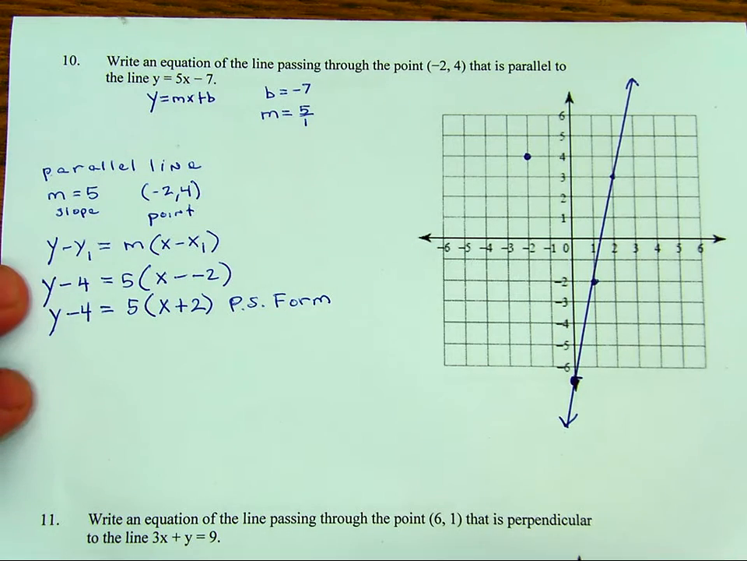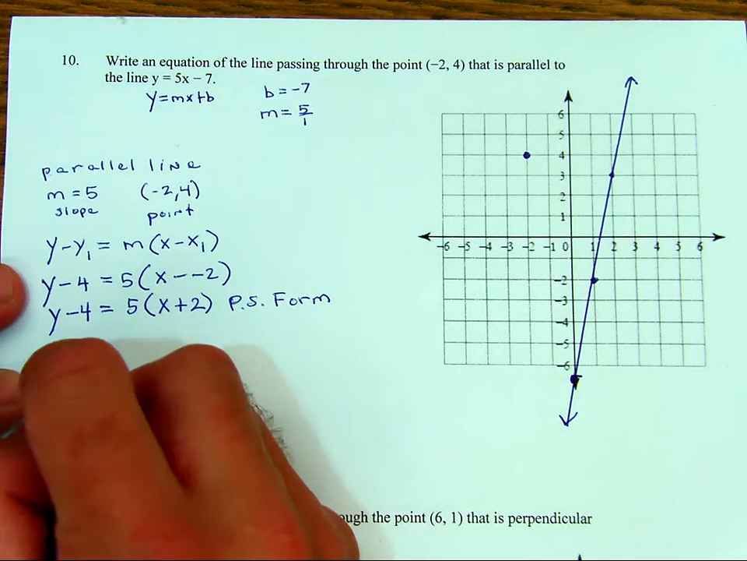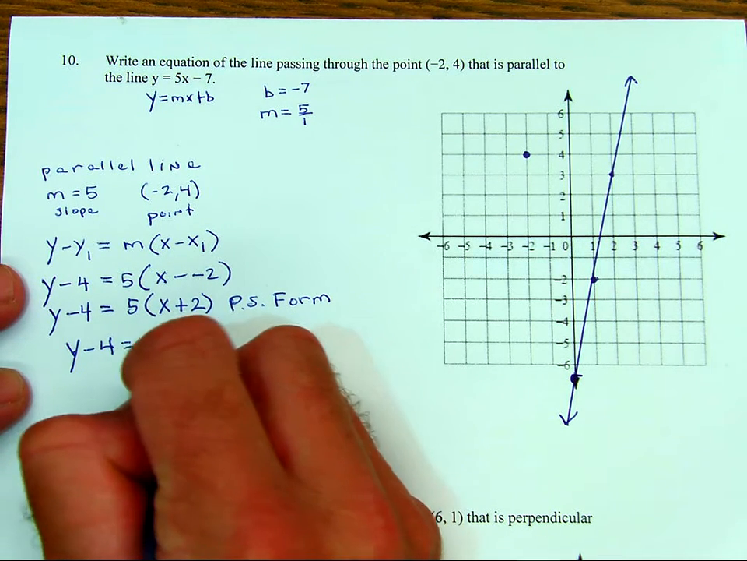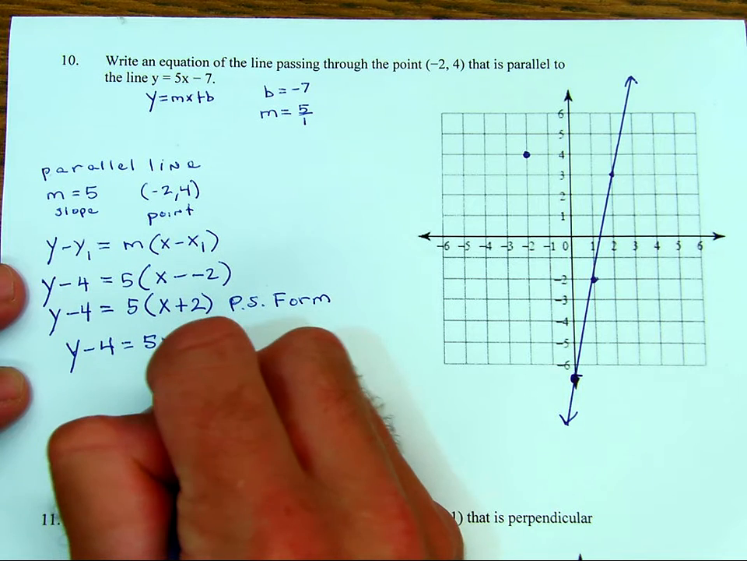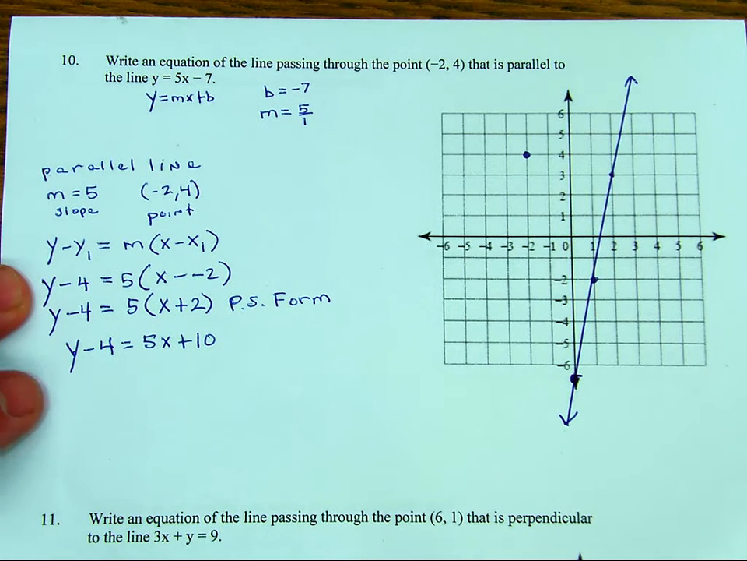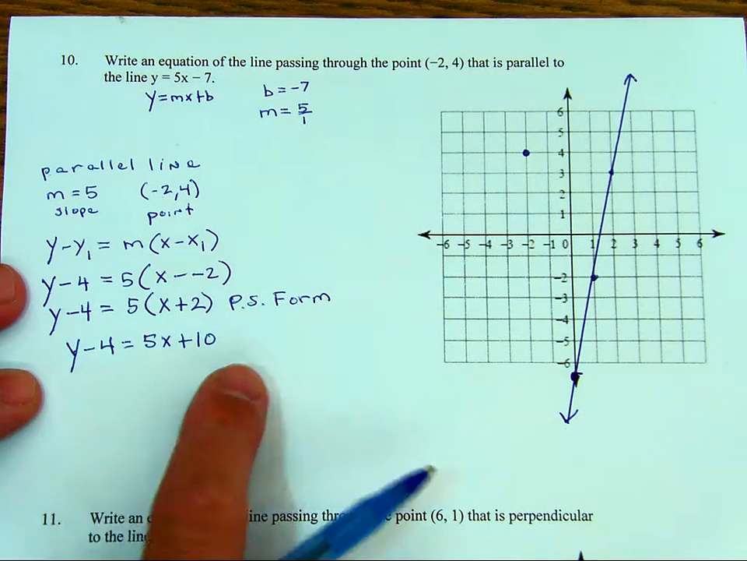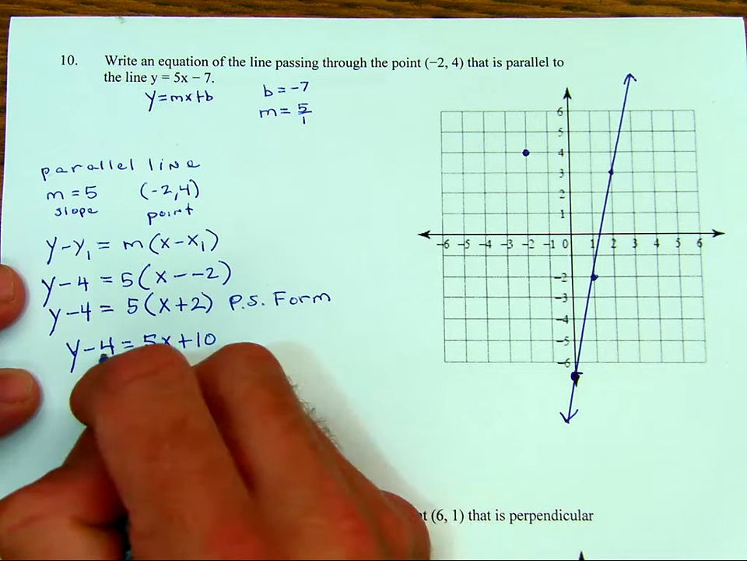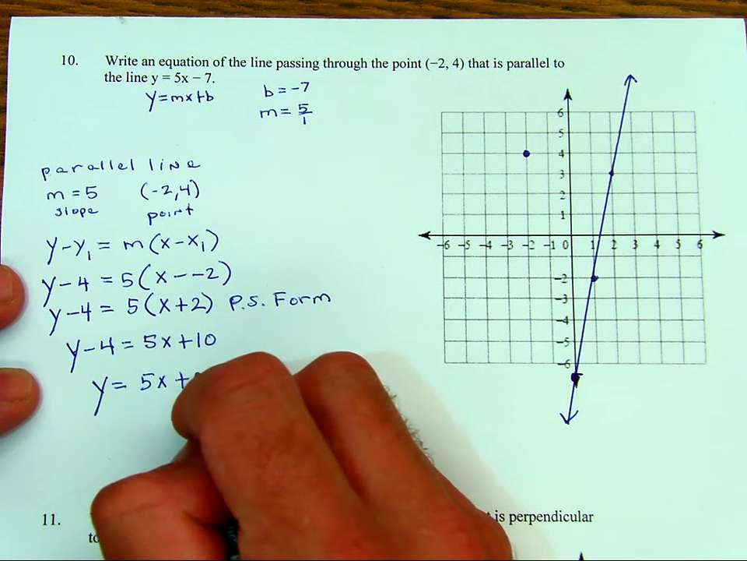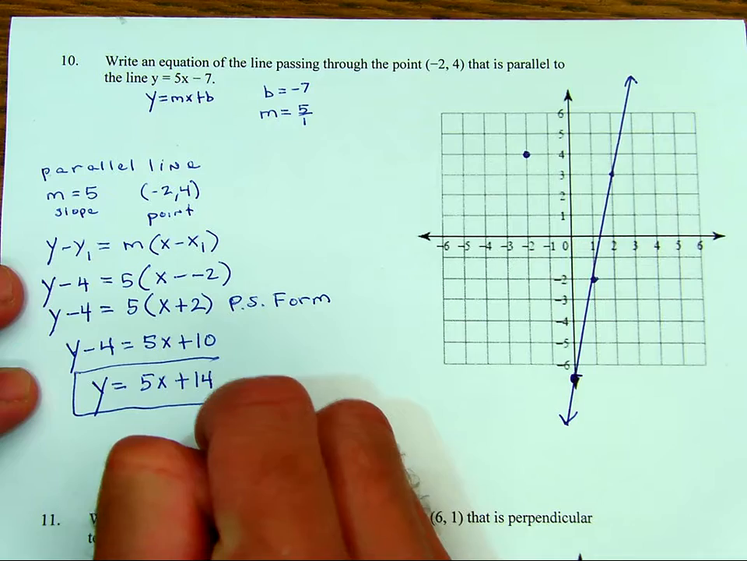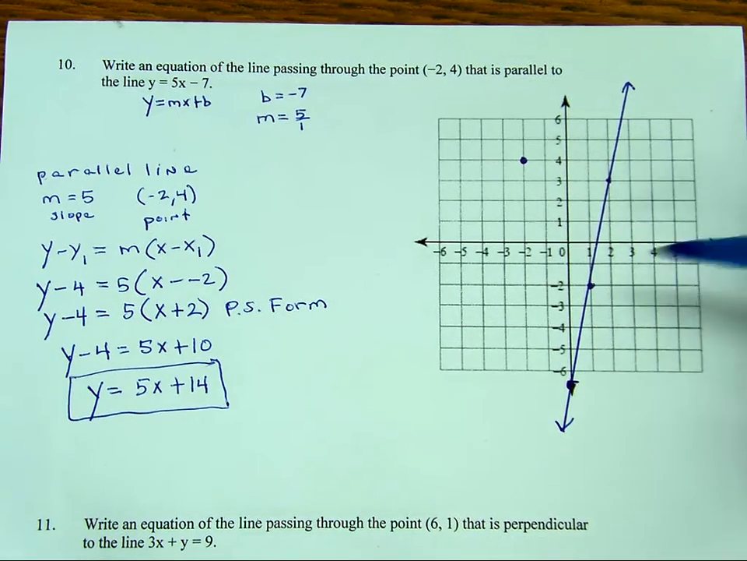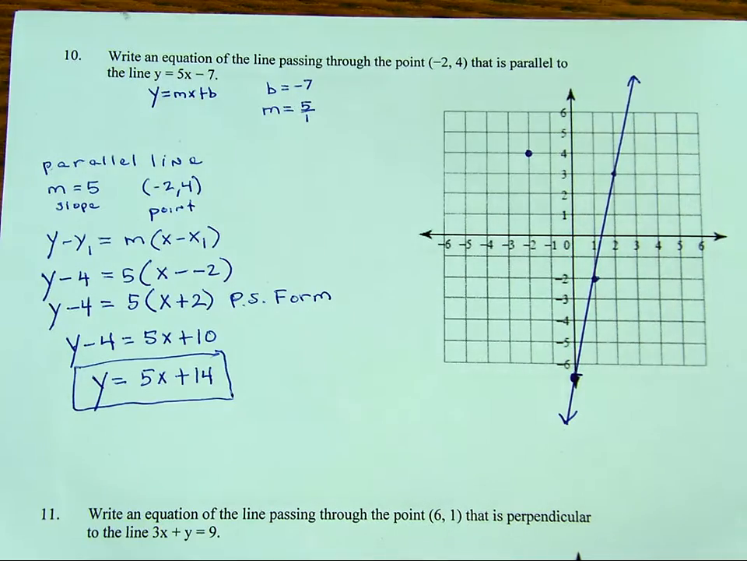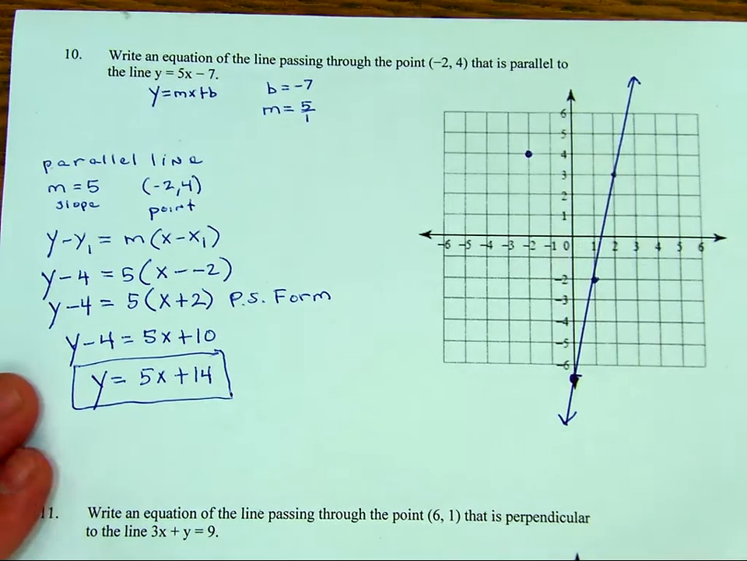And then to write the equation in slope-intercept form, I'm just going to use the distributive property. 5 times the quantity x plus 2, so 5 times x plus 5 times 2. Okay, and the last step to get slope-intercept form would just be add 4 to both sides. I'm going to add 4 here and here. So in slope-intercept form, the equation would be y equals 5x plus 14. So I'm not going to be able to graph it. The y-intercept of 14 just comes up too high up here. But the line would be parallel to this line here.